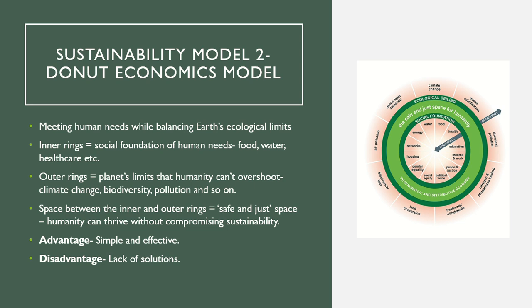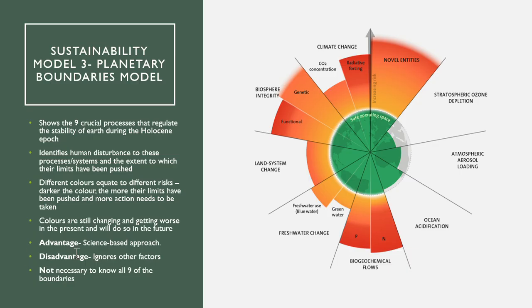An advantage of this model is that it's easy to understand and takes little time to implement. However, while the model identifies the issues the planet faces, it doesn't really give ideas or solutions as to how we can counter them. The third sustainability model is the planetary boundaries model.